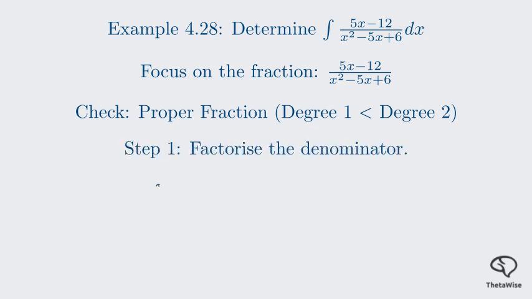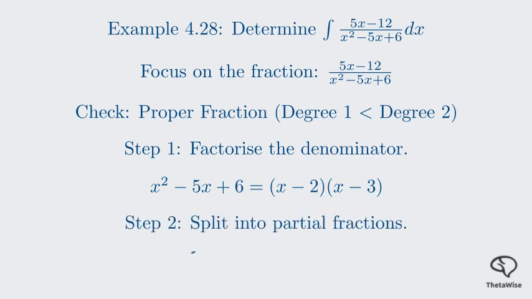Step 1 is to factorize the denominator. We look for two numbers that multiply to positive 6 and add up to negative 5. Those numbers are -2 and -3. So the denominator becomes (x - 2)(x - 3).